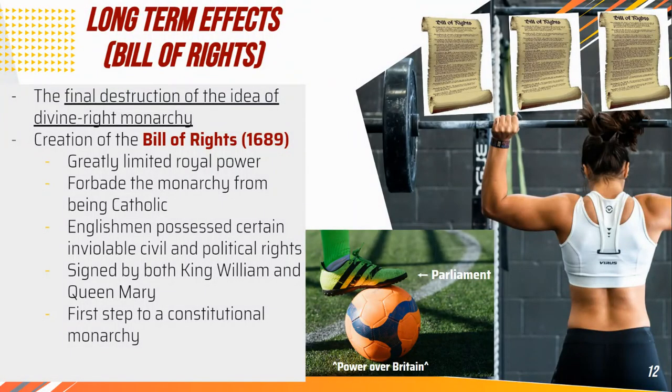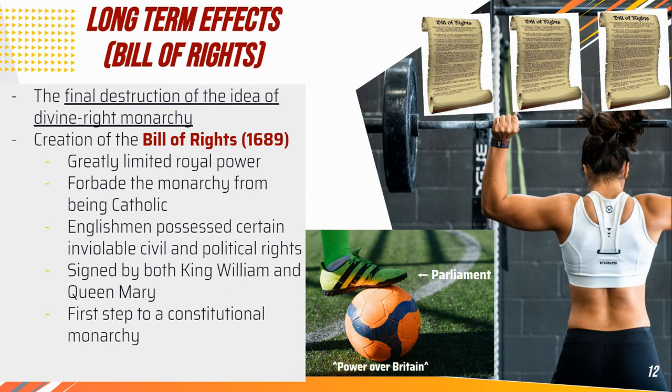Now we're going to get into the long-term effects of the Glorious Revolution and an important document called the English Bill of Rights. The Glorious Revolution is the final destruction of the idea of a divine right monarchy, at least in England. Okay, so there's no more absolute power. Power is going to be checked, because we get the creation of this document called the Bill of Rights in 1689, which is designed to limit royal power and puts a lot of checks on the king. It's going to grant Parliament control of all the finances and all the army. It's going to set forth a line of royal succession, which forbids anyone who is a Catholic from becoming king.